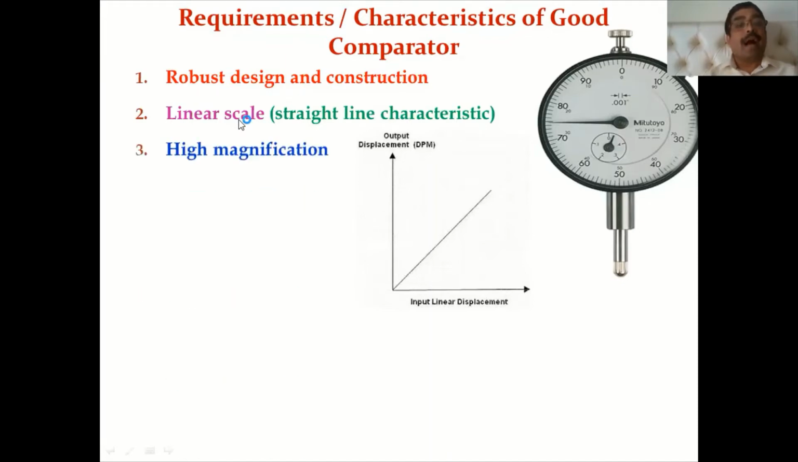Then high magnification. Yes, magnification of any comparator should be very high, so that a small deviation of the component can be easily detected. That's the reason why the high magnification should be there. It should be compact. Why should it be compact? Because when it is compact, naturally we can carry it very easily from one station to the other station or anywhere we require.